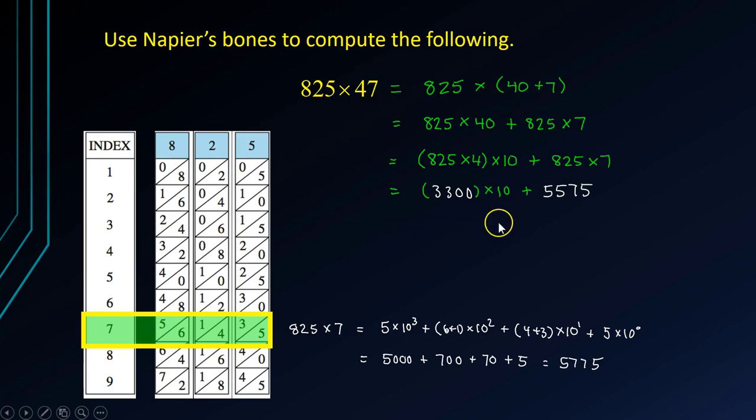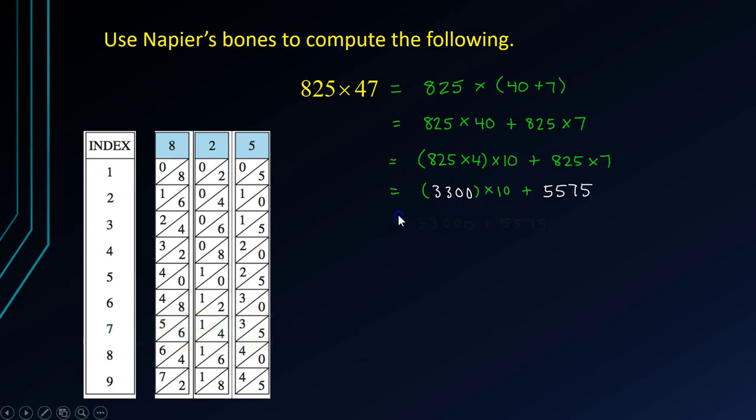So now, it's a much simpler problem. I'm going to multiply this by 10, which basically comes down to me just putting an additional 0 on it. So I have 33,000 plus 5,775, which gives me 38,775, which is what you would get on the calculator as well. But this was something that was developed long before calculators even came around.